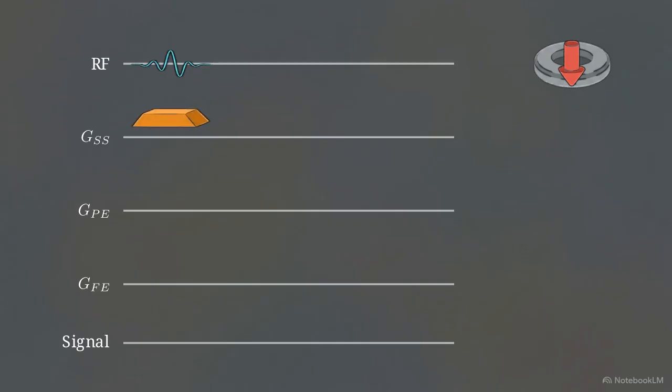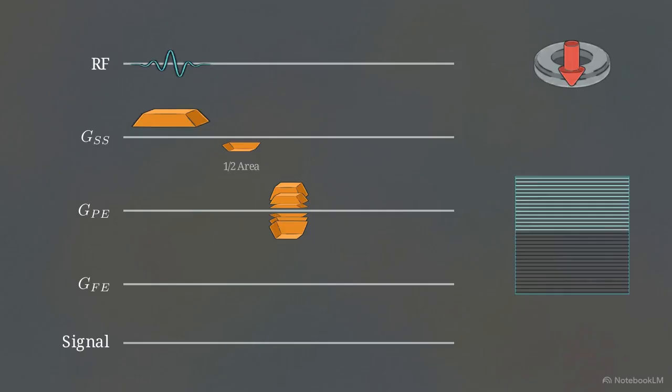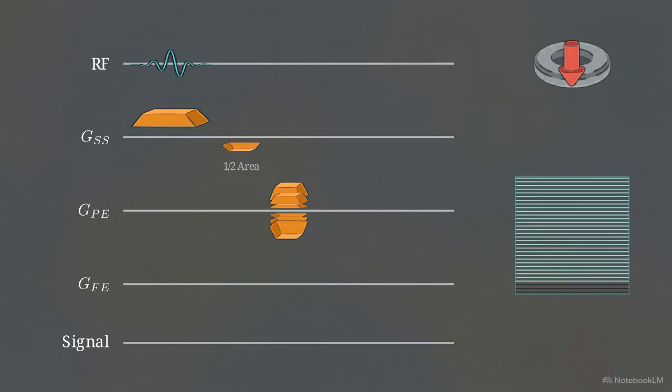Step 2 occurs simultaneously. We apply the slice selection gradient to target a specific anatomical plane. To maintain phase coherence within that slice, the negative lobe of this gradient must be exactly half the positive lobe. Step 3 locks in the y-axis spatial data. Immediately after excitation, the phase encoding gradient is applied. This cycle must repeat for every single line in K-space. For a 256 matrix image, that means repeating the sequence 256 times, each with a different phase encoding strength.